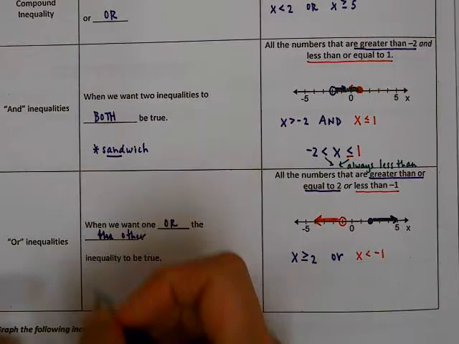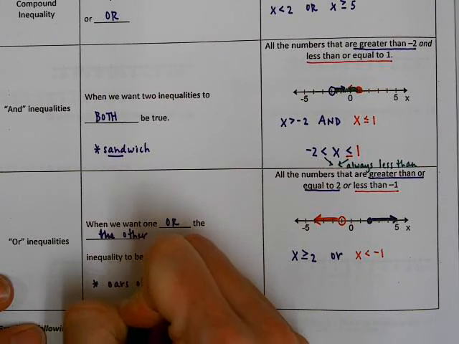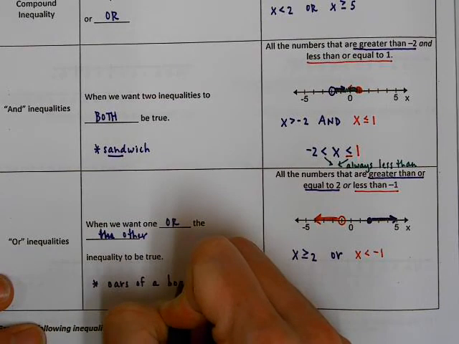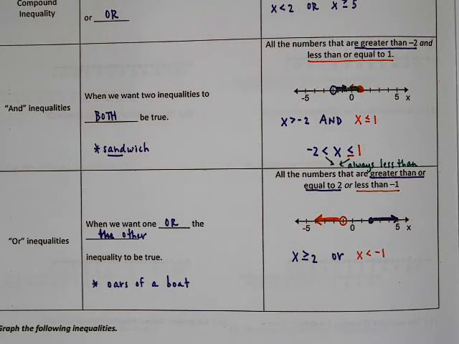So I kind of think of them as the oars of a boat, right? The oars are the paddles, and if I were going to paddle a boat, I would have one paddle pointing off one side of the boat and the other pointing off the other side. So that's kind of a trick I use to remember that.